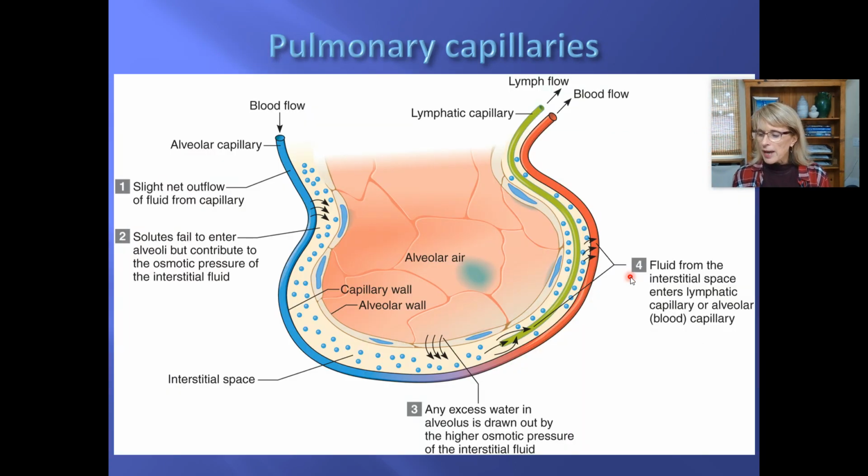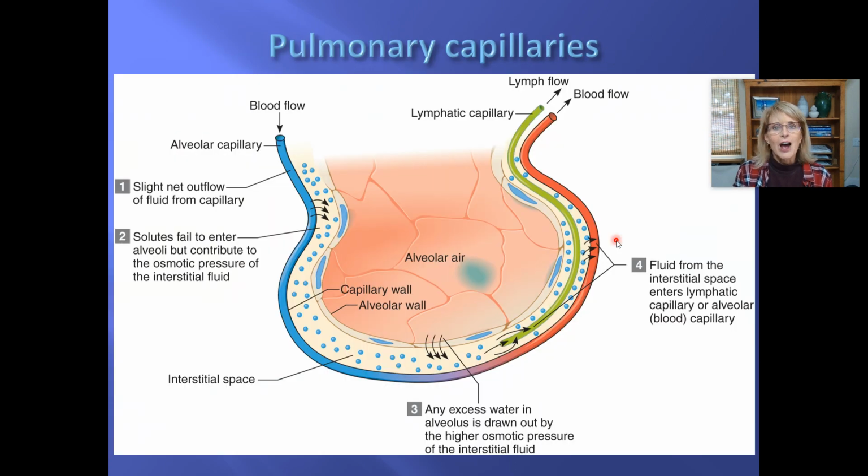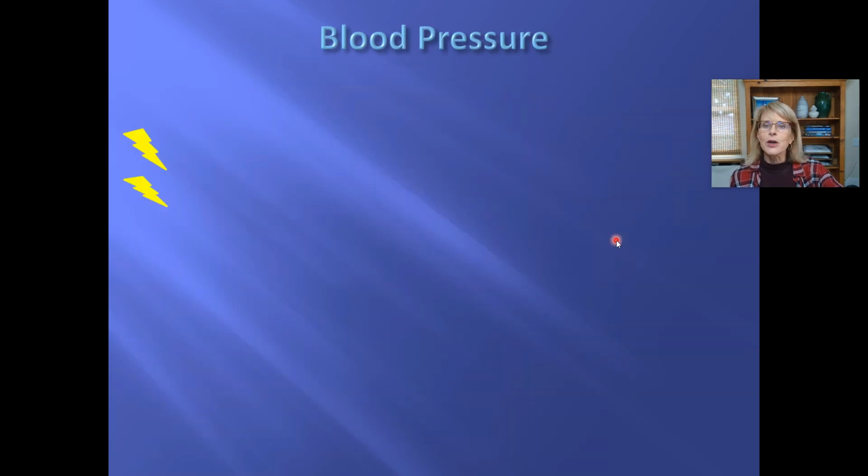Now, the pulmonary capillaries, they are different. They are still continuous capillaries, so they're a typical capillary. What is different about them? What's different is the blood pressure in them is much lower. So since the blood pressure in them is so much lower, that means that almost no water leaves at the beginning and all of it comes back in at the end. All right, we'll pick up there with blood pressure on the next video.